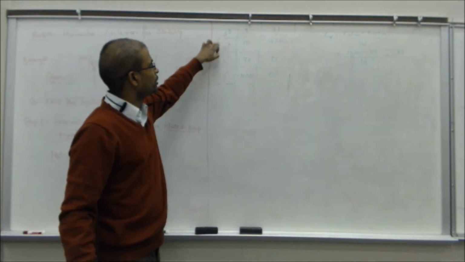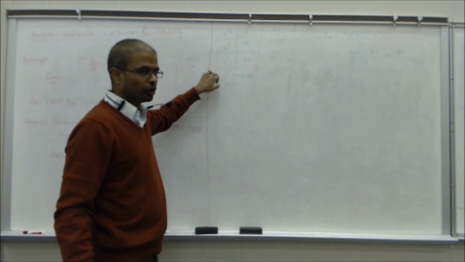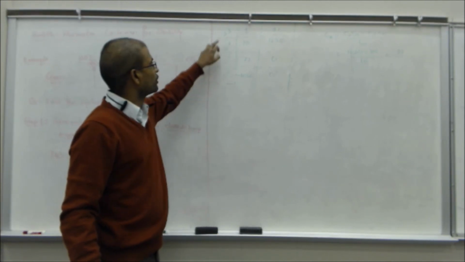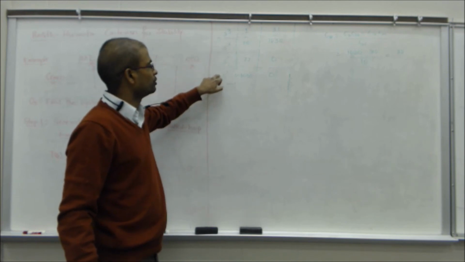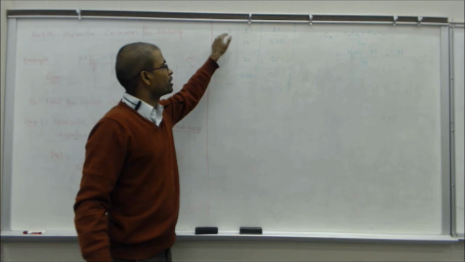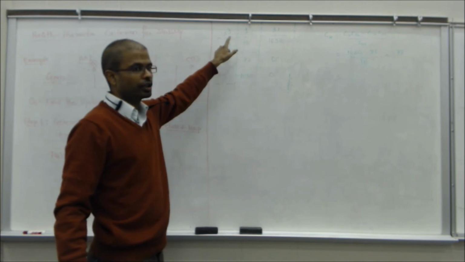So what you do is, you start with the polynomial here. So if it is third order, you start with s cubed, s squared, s1, s0. You always pre-populate the first and second row.